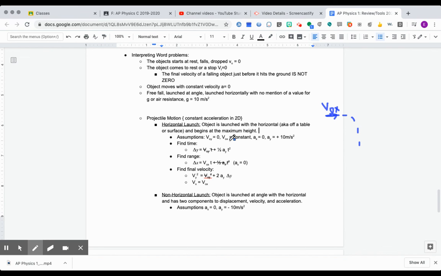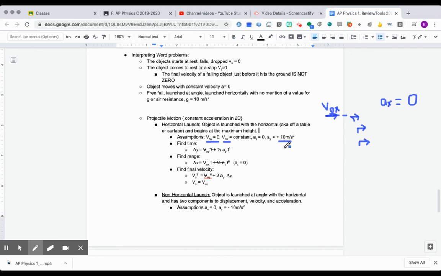The x component, however, will be constant throughout the entire path of motion because there is no acceleration in the x. If there's no air resistance, there's no force in the x direction to cause an acceleration. So that initial velocity in the x will be the x component of the velocity throughout its entire path of motion. The y component, although it starts at 0, it will change due to this positive acceleration rate. So for each second that it's in the air, the velocity is going to increase by 10 meters per second.